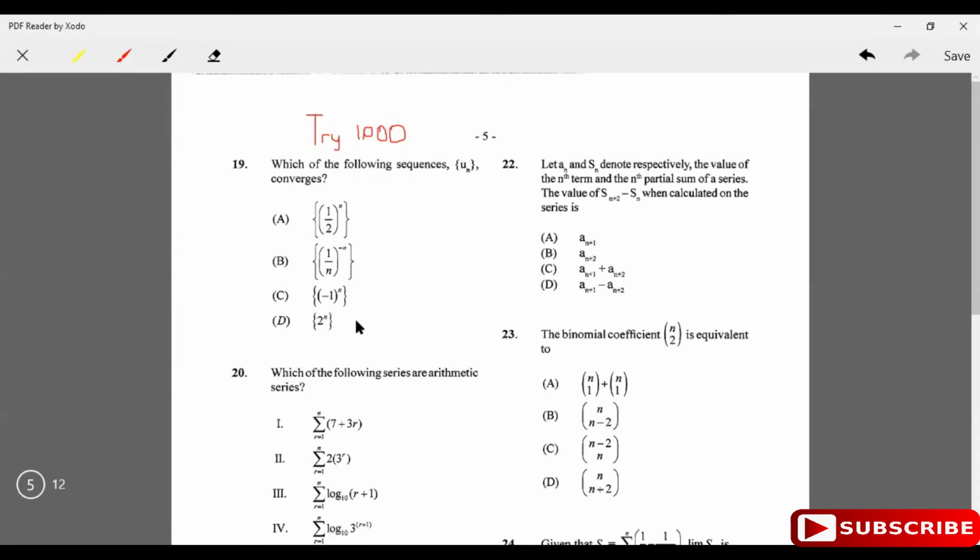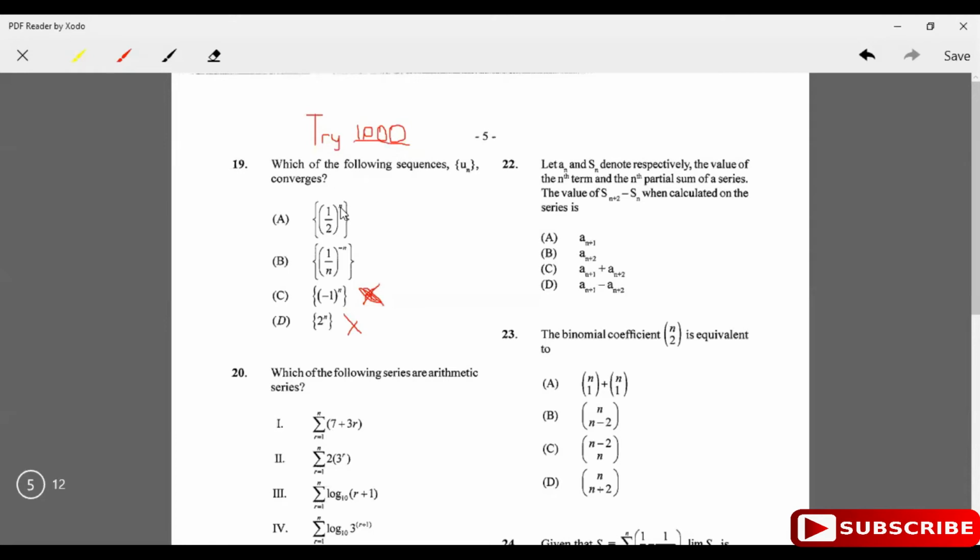2 to the 1000 is going to a huge number, so that clearly cannot converge. -1 to the 1000 is peculiar, in the sense that if you put in n as 5, you get -1, and if you put in n as 6, you get +1. So this one is alternating and not converging. So those two are not converging, because we're just trying big numbers.